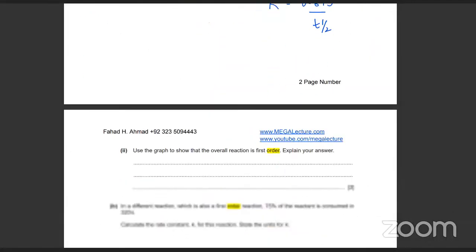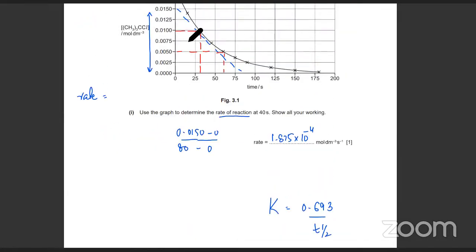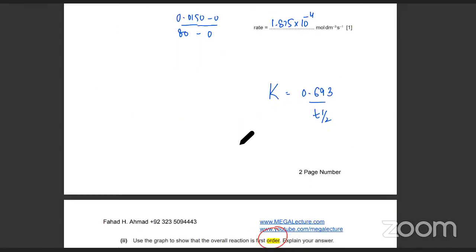ठीक है, for this one, to show that the overall reaction is first order, the half-life turns out to be a constant value. So that's why, and you have to give the values over there for the half-life. Yeah, at least show the working on the graph.